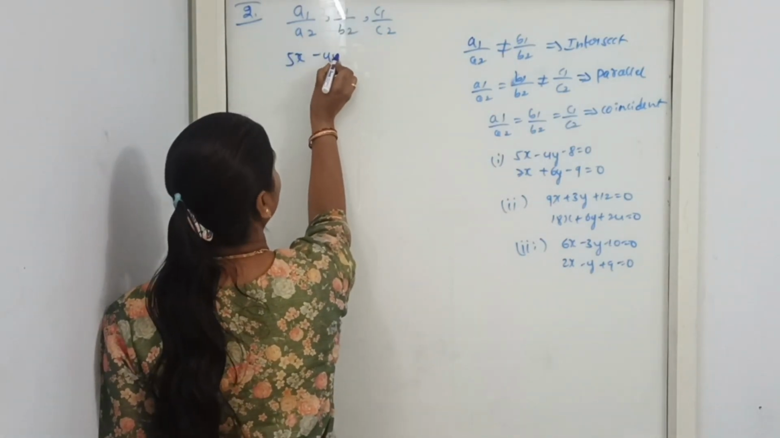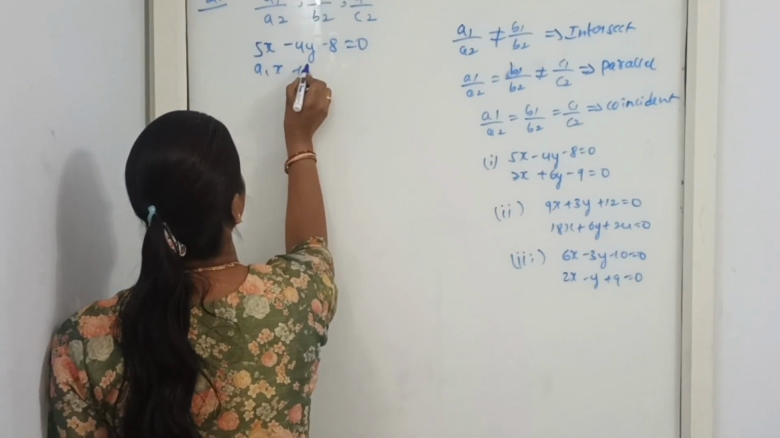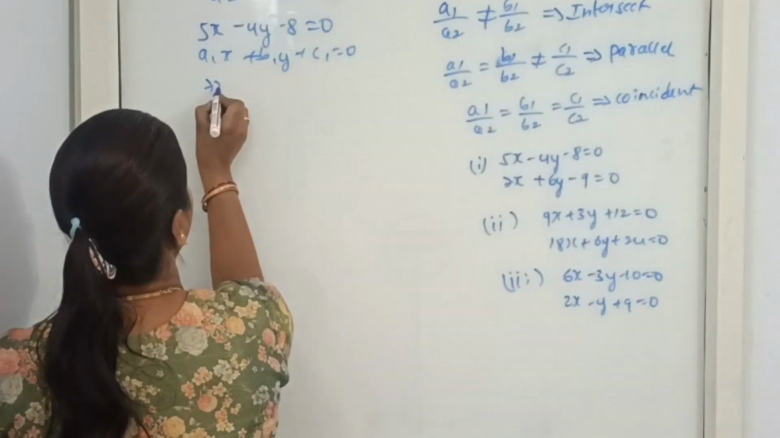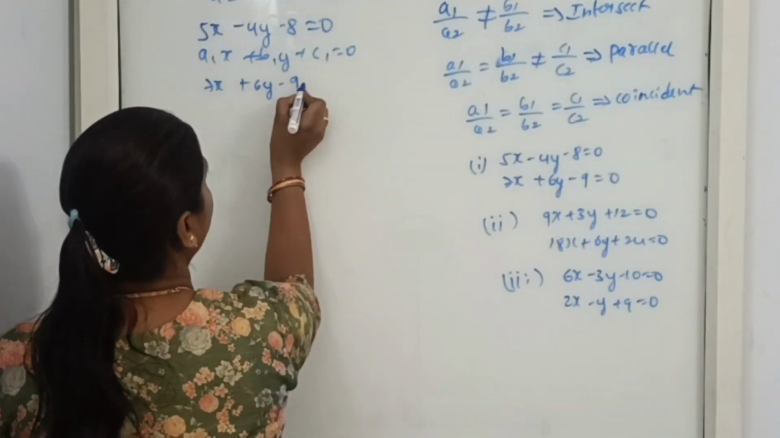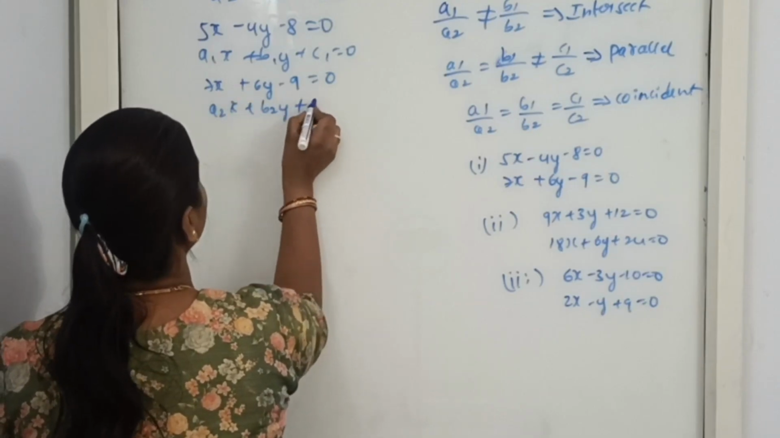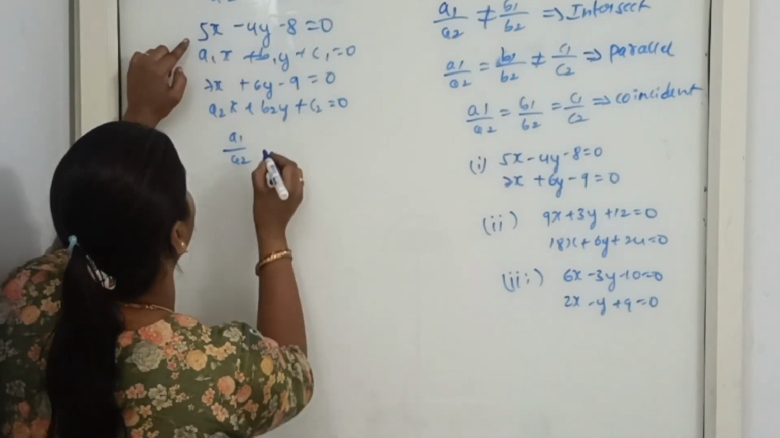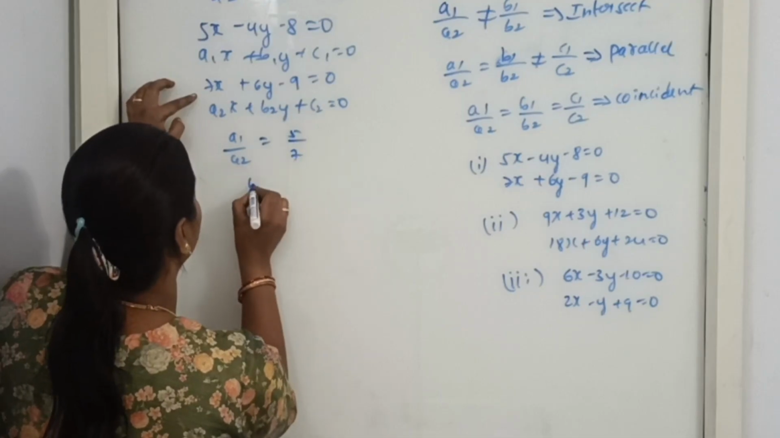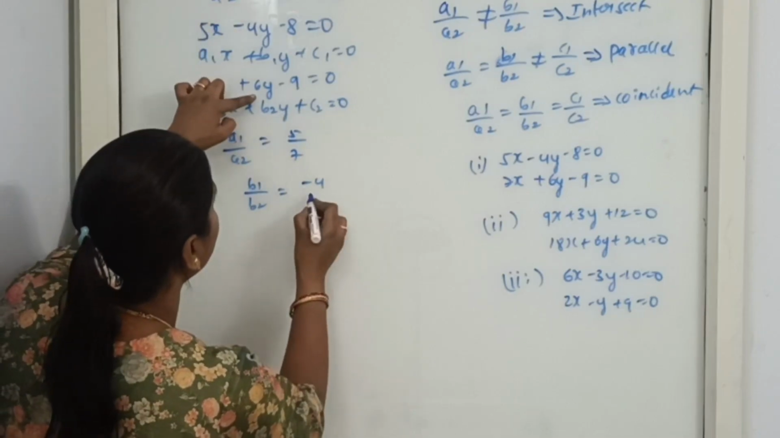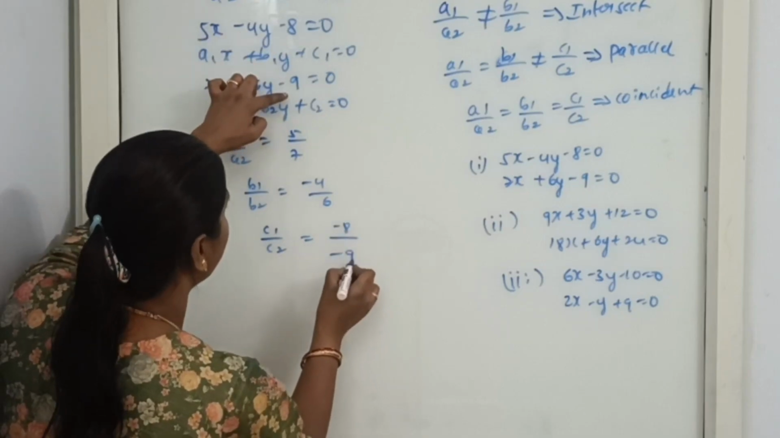5x minus 4y minus 8 is equal to 0. And this is a1x plus b1y plus c1 is equal to 0, right? Then 7x plus 6y minus 9 is equal to 0, a2x plus b2y plus c2 is equal to 0. So what is a1 by a2 here? a1 by a2 is 5 by 7. b1 by b2 is, careful with the negative sign, minus 4 by 6. And c1 by c2 is minus 8 by minus 9.